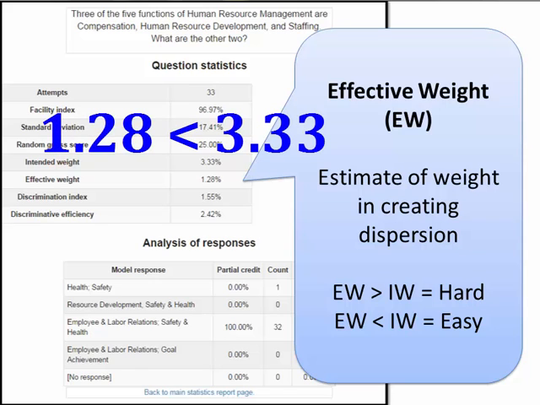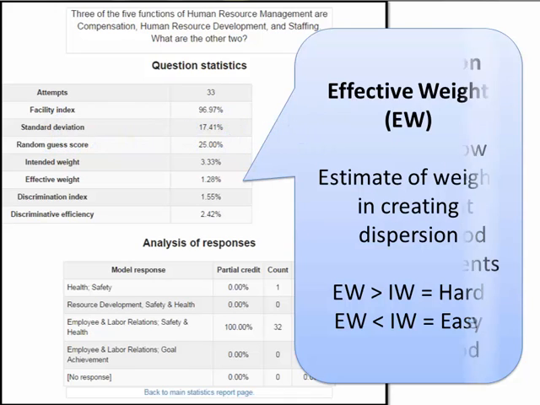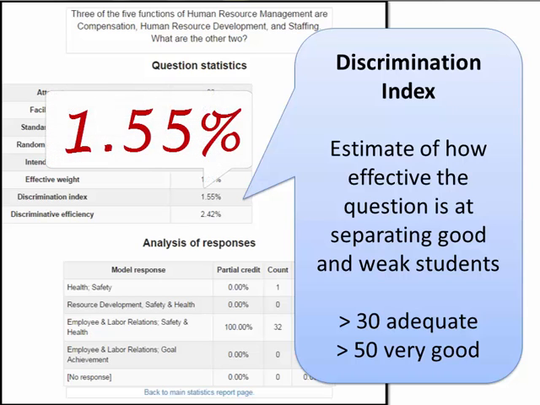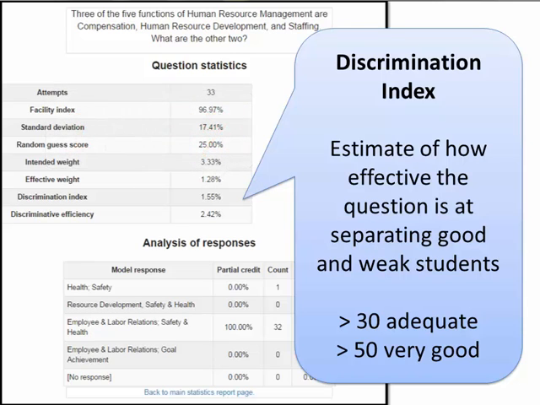As you can see in this instance, it is yet another indicator that this was a very easy question. One key measure is the discrimination index. This determines how effective the question was at segregating strong from weak students. DIs of 30 or more are considered adequate, while DIs greater than 50 are very good. As you can see, this question had little effect on the overall differences in score between strong and weak students.